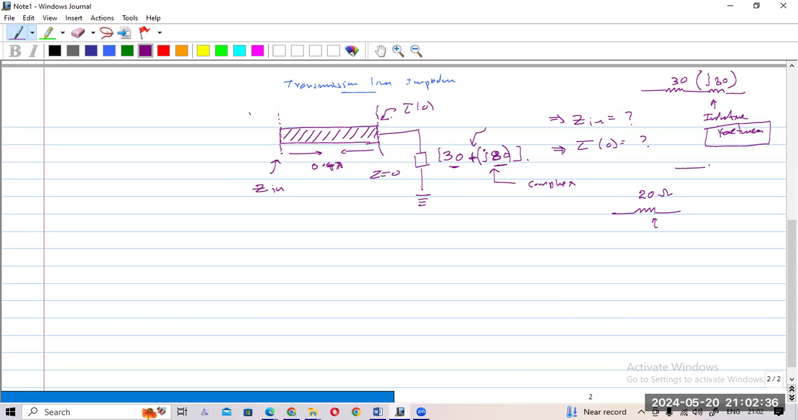If it is a capacitor, the reactance of the capacitor is minus j over C omega.